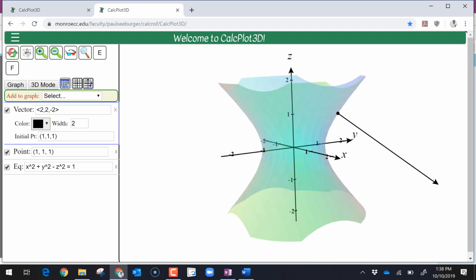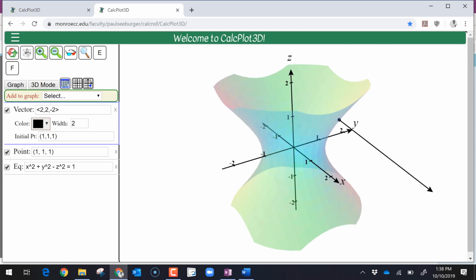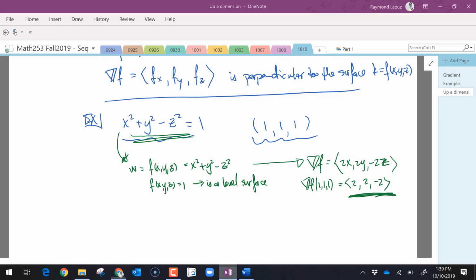What can we do with perpendicular vectors? Make a plane out of it. Right? Yeah, plane. If I were to use this vector to make up a plane, what kind of plane am I going to get here? I'm going to get a plane tangent to the surface. Let's try it. Well, let's work it out first.